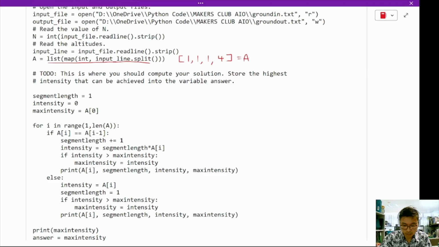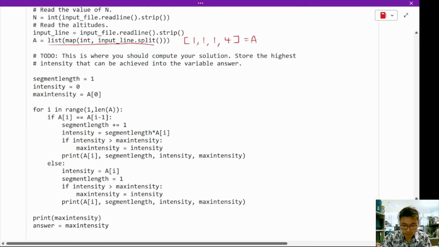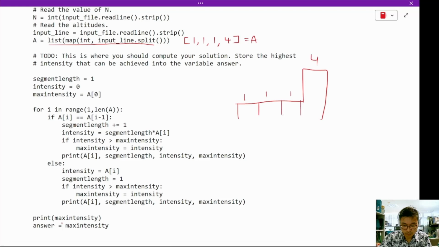Now, what is our concept for this answer? Number one, we need to break the race into segments. And then next we need to find the intensity of each segment. Now how do we compare segments? Let's take a look at this race, which is 1114. The easy way is to take a look at this segment and then this segment and see whether it's the same height as the previous segment.